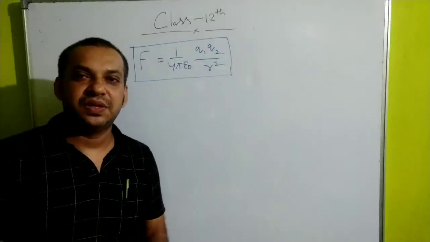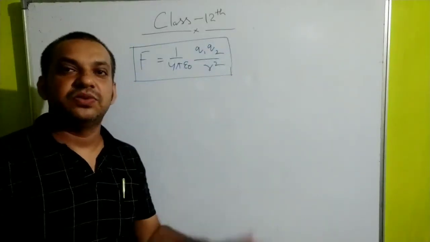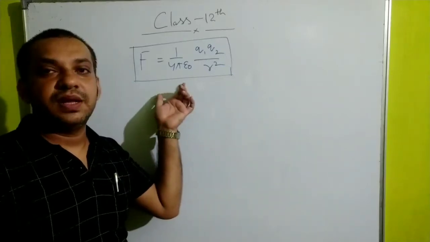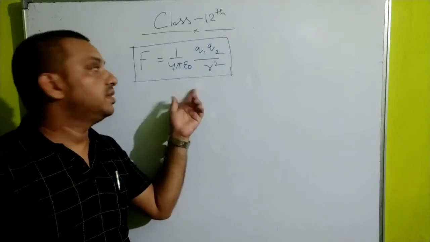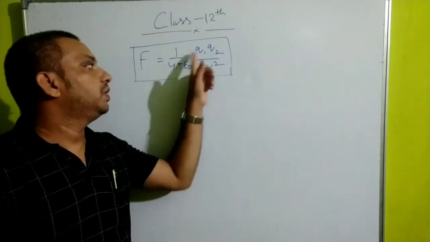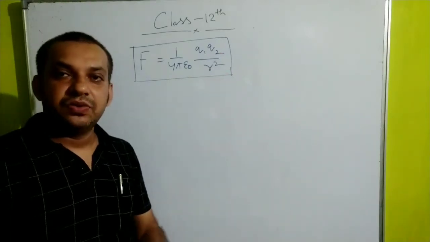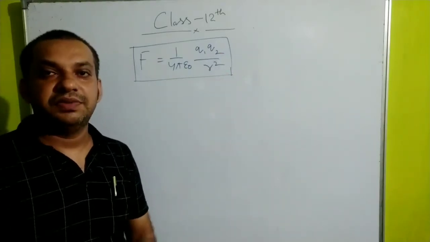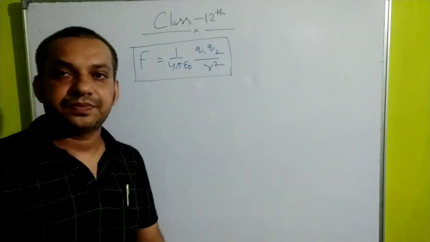Hello class, today we are going to discuss a numerical based upon Coulomb's law. As you know, the expression for Coulomb's law, the force of attraction or repulsion acting between two static charges, is given by F is equal to 1 upon 4 pi epsilon naught Q1 Q2 upon R square. We have already discussed this formula. Today we are going to discuss a numerical based upon it. So let us discuss the question.